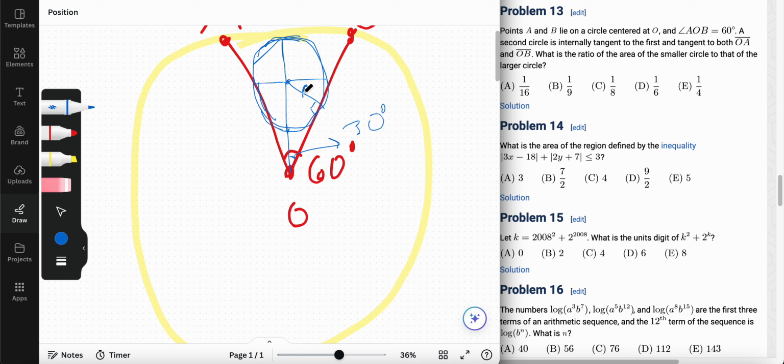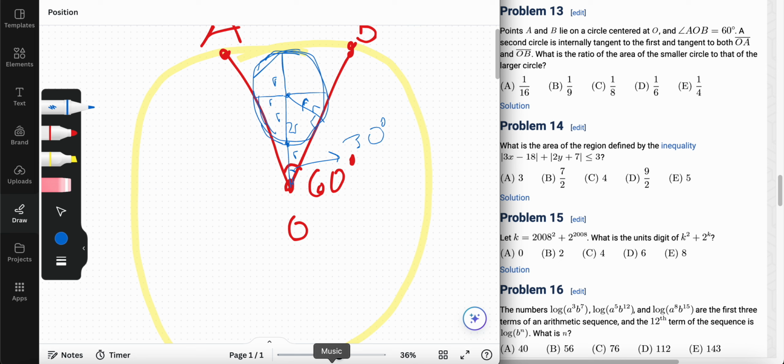So that means that if this is r, this whole thing is going to be 2r, because for 30, 60, 90 it's x, x root 3, and 2x. For 45, 45, 90, it's going to be x, x, and x root 2, so that's different. So we know that this whole thing is 2r, and this is r. That means this to this is also r, and this is r. So everything is r, so that's great.